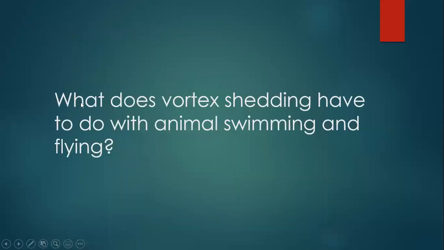But what does vortex shedding have to do with animals swimming and flying? Actually, animals also shed vortices along their wings when they are swimming in water or flying in the air. And vortex shedding plays a major role in determining how frequently they flap their wings when they are flying or beat their tails when they are swimming. To explain that, let's start with the frequency of vortex shedding.